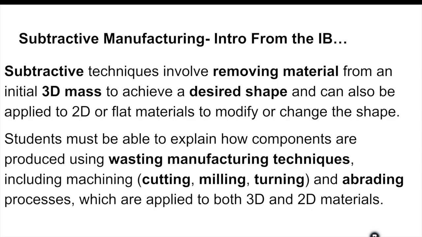So from the IB, subtractive techniques involve removing material from an initial 3D mass to achieve a desired shape and can also be applied to 2D or flat materials to modify or change the shape. You must be able to explain how components are produced using wasting, which is another word for subtractive manufacturing, which include cutting, milling, turning, and abrading processes, which are applied to both 2D and 3D materials.